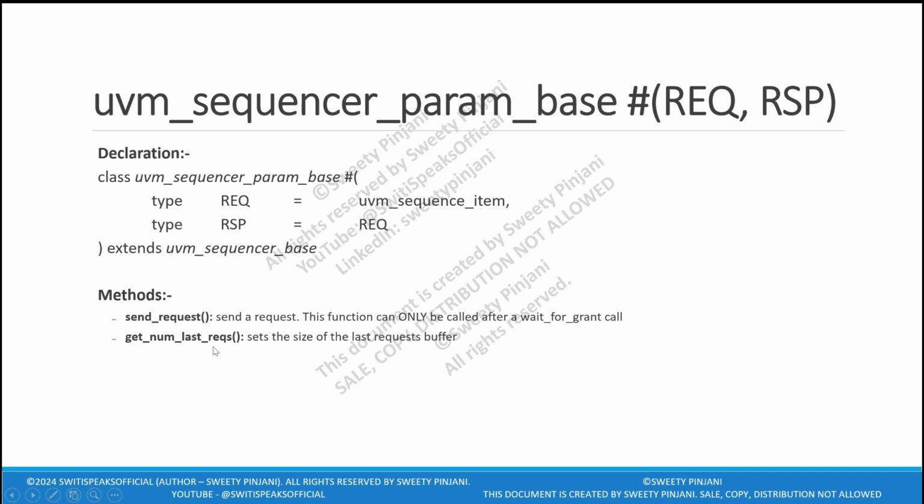Then get num of last request. It will set the size of last request buffer because the size of last request buffer will indicate the num of last request, number of last request. Then get num of last response. It will return the number of responses received by the sequencer so far.